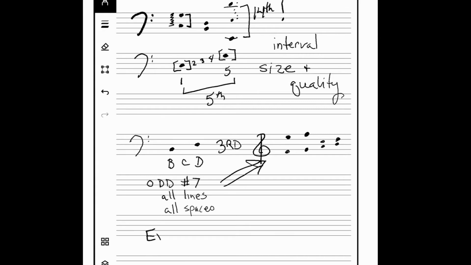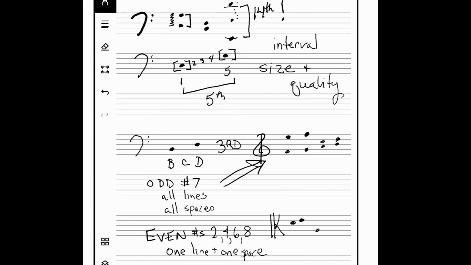Even numbers would be seconds, fourths, and sixths, and octaves. And these are going to use a combination of 1 line and 1 space. No matter what you do, no matter what clef you're in, they're going to come out 1 line or 1 space. For example, here in alto clef, oh no, what's that? It's a second. It's an even number.